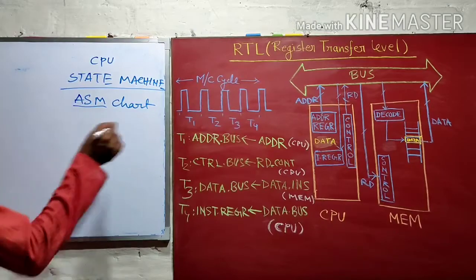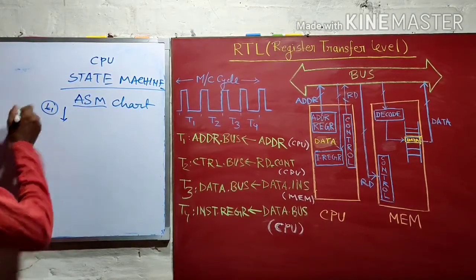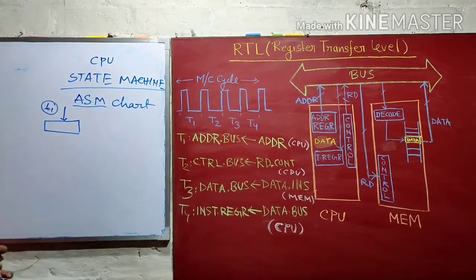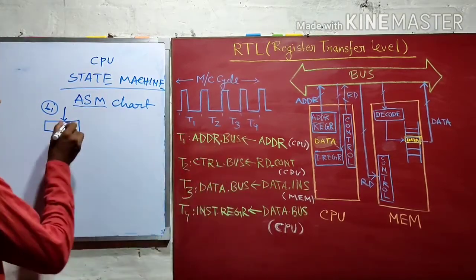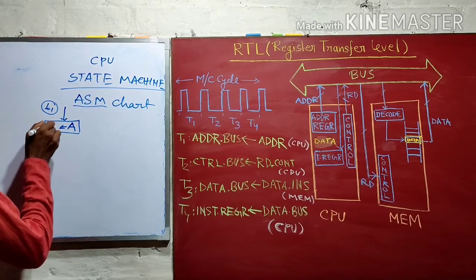Okay. So here the first state is T1. The first state is T1, and this is the output of the first state. So what will be the output of the first state? The address will be put on the bus. In short form, we can write address will be put on the bus.